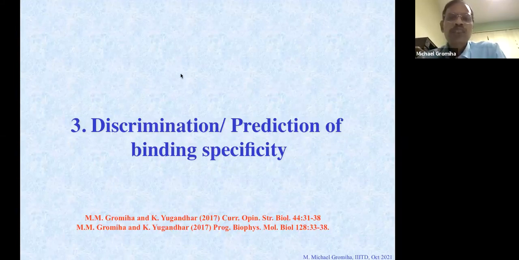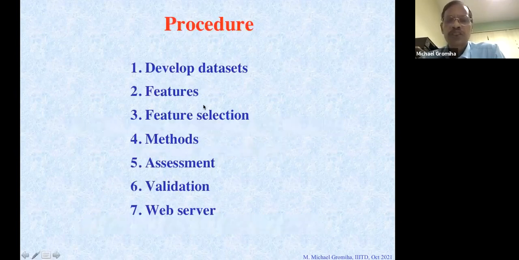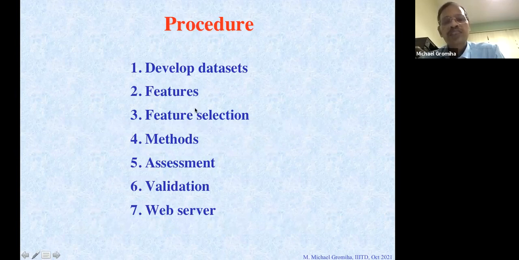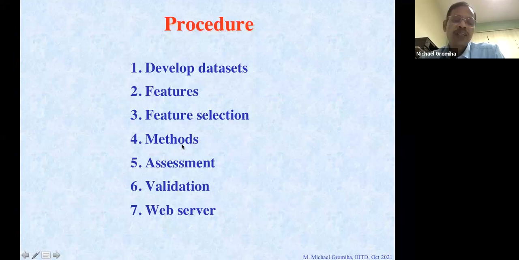So these are the various procedures that we use to develop an algorithm. First we need to have a good data set, that is important. Once we develop a data set, we can develop the features. Then not all the features are necessary for binding affinity; that depends on the problem, so we need to select the features. Once the features are selected, we relate these features and the data set using specific methods. Either we can use statistical methods or some machine learning techniques. Then we can assess whether the performance is good or not.